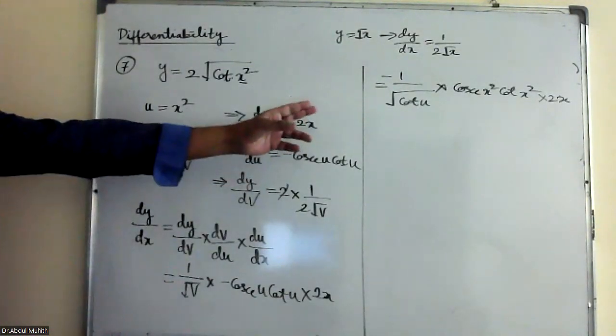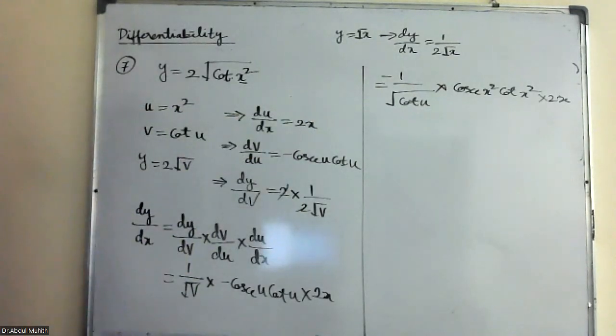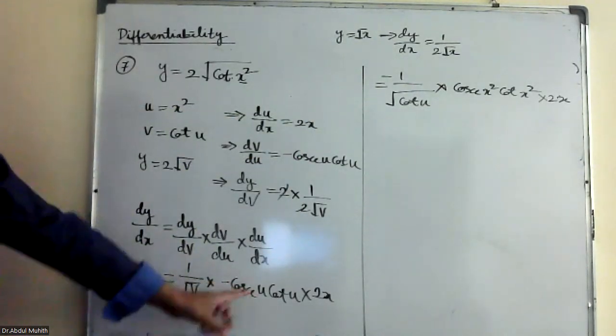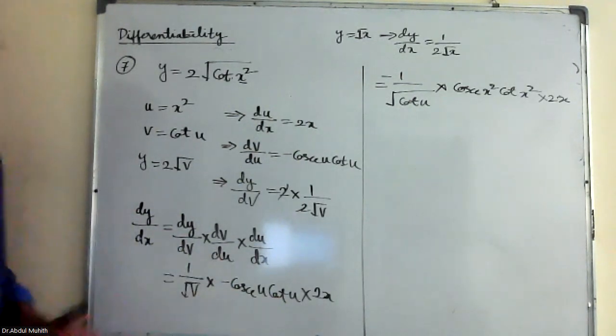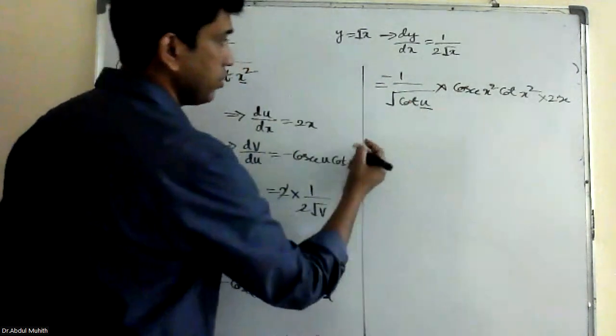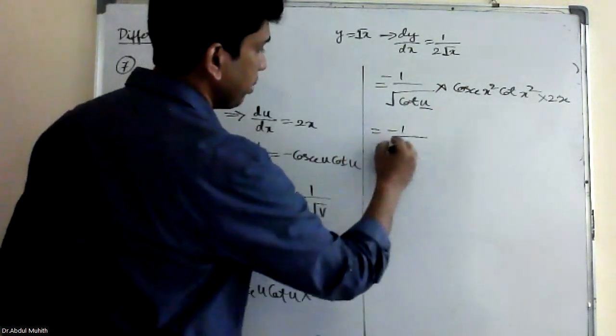So 1 by cot u into cosec x square into cot x square. Then see, wherever there is u, I have to replace all the values now. I cannot just leave it like that. Here also, again, u has come. What you are going to do? Minus 1 by square.